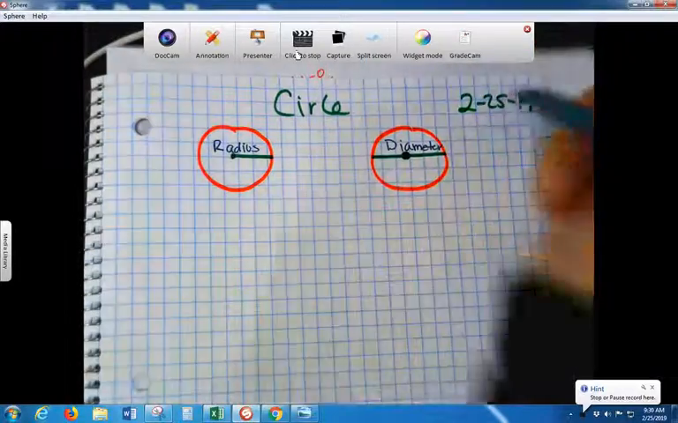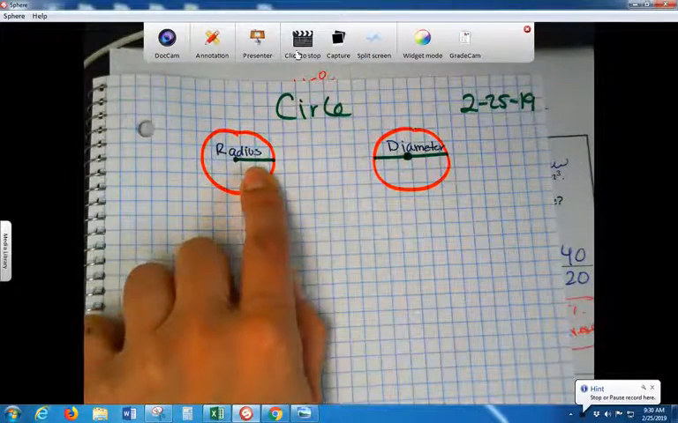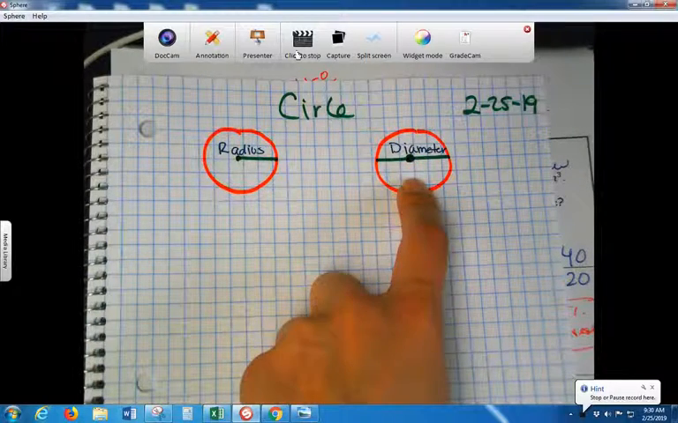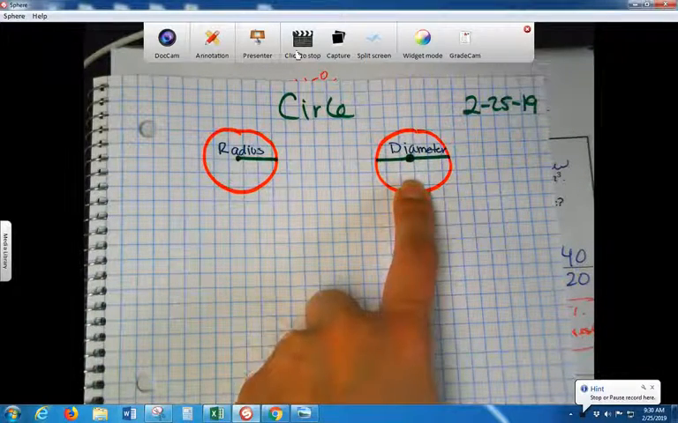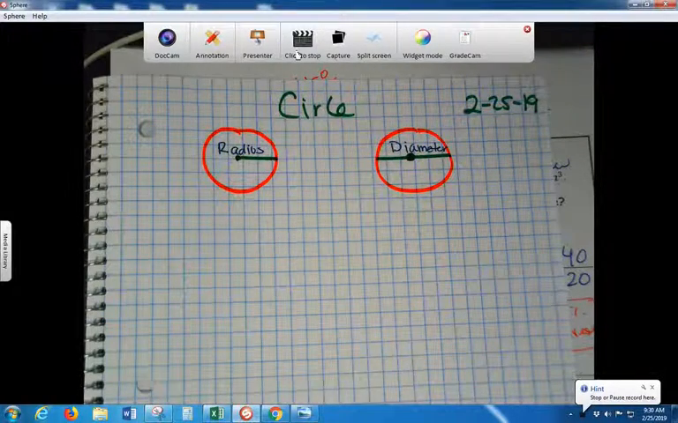So half a circle is called a radius. The full circle is called the diameter. Okay? Has anybody ever heard of these two words? No? Okay, yes? 6th grade? Alex? Cool.